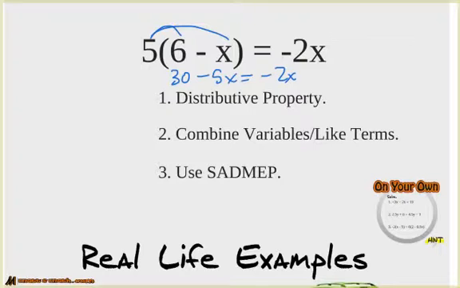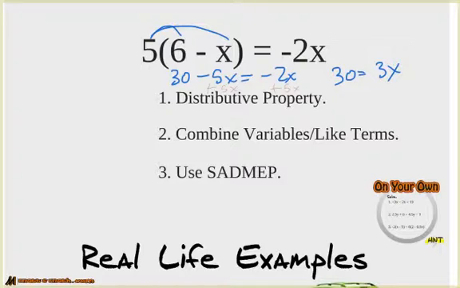Now, in order to move this minus 5x over to the other side, how do I get rid of minusing 5x? Well, hopefully you said add 5x. You're going to add 5x there. And then you're going to have 30 equals 3x. And I bet you can take it from there.